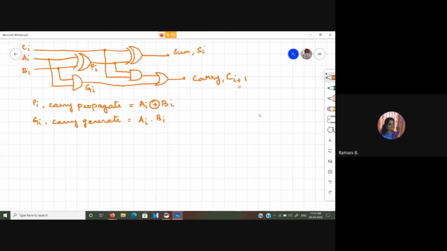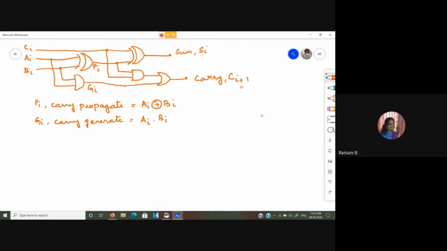So with respect to this, we write the carry expression also. So C(i+1), the carry output, is given with respect to this Pi and Gi as Gi plus Pi Ci, where i ranges, with respect to this 4-bit example, from 1 to 4.